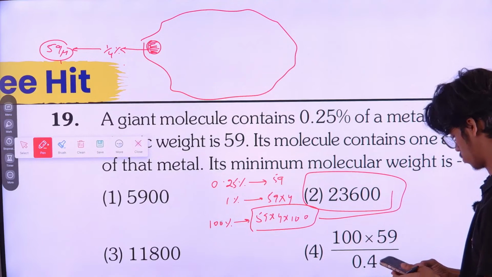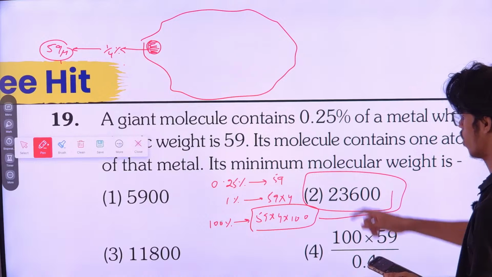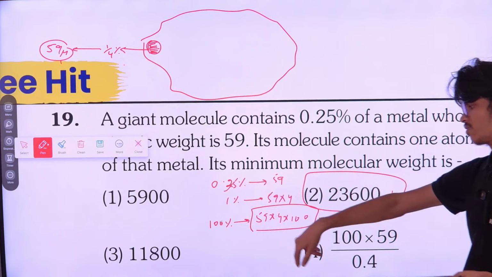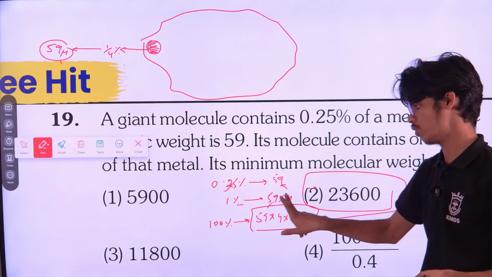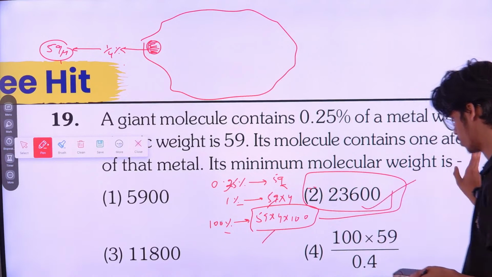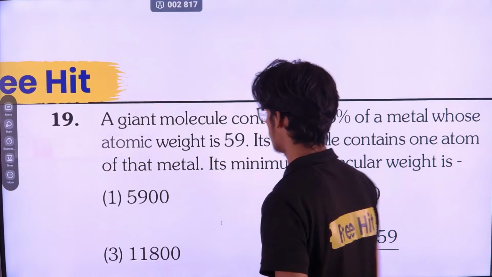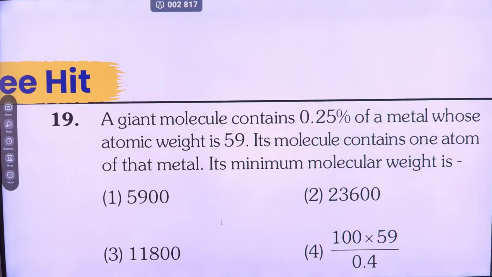Okay, 23600. 19 option number 2. This is the right option. Got it? 0.25% is 59. 1% is 59 into 4. Then 100% is this. So this is the problem. Got it? So this is the solution. Understandable? This was like an easy problem. Okay, it looked hard, but it's easy.